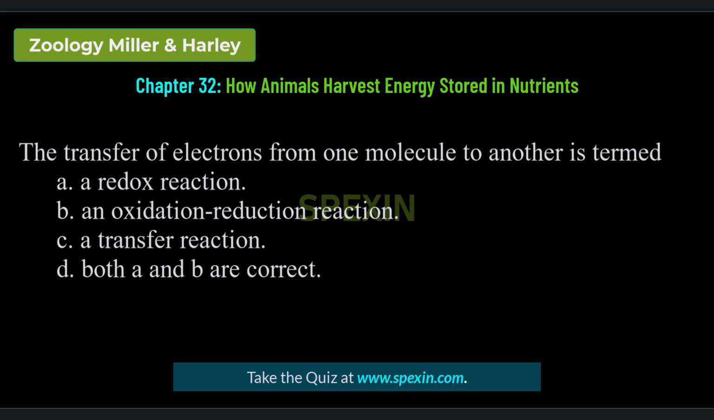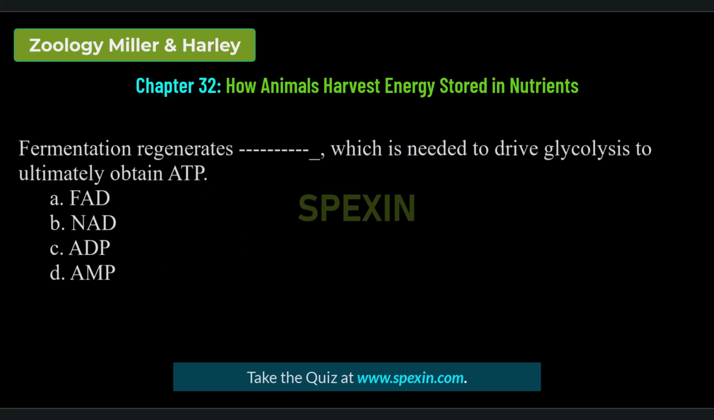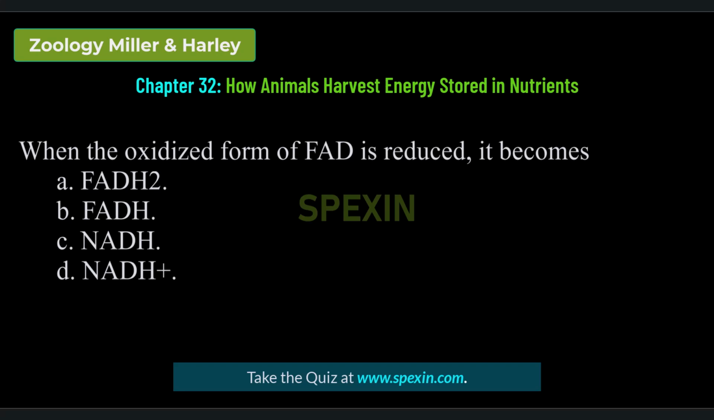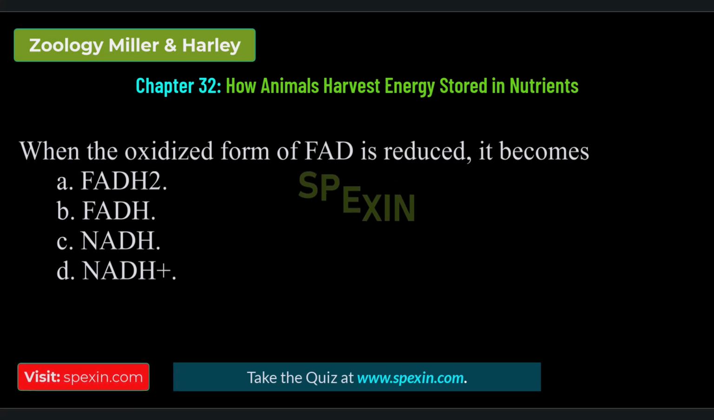The transfer of electrons from one molecule to another is termed A. Redox reaction, B. An oxidation-reduction reaction, C. A transfer reaction, D. Both A and B are correct. Correct answer: an oxidation-reduction reaction. Fermentation regenerates dash which is needed to drive glycolysis to ultimately obtain ATP. A. FAD, B. NAD, C. ADP, D. AMP. Correct answer: NAD.